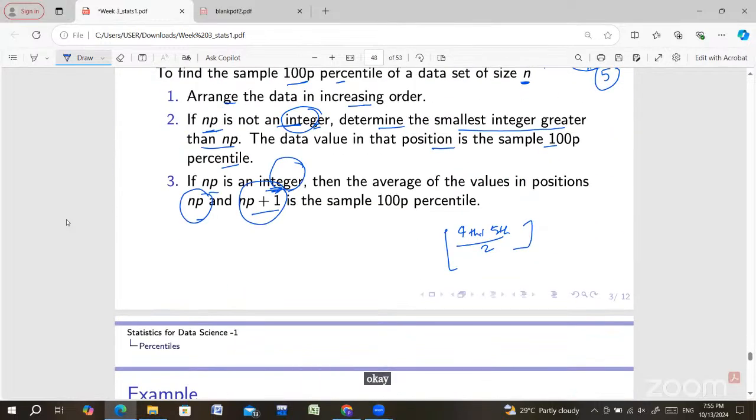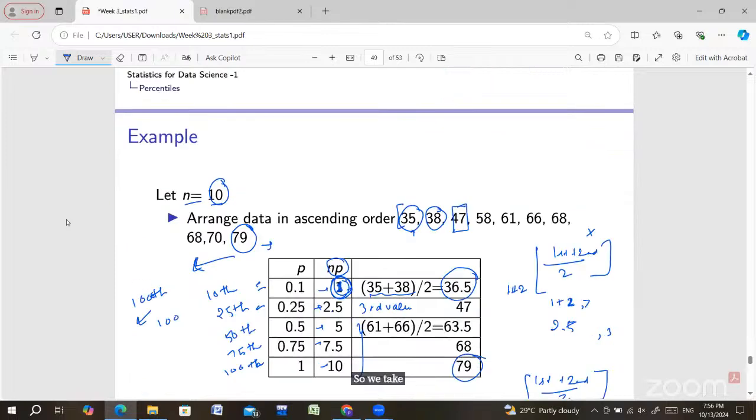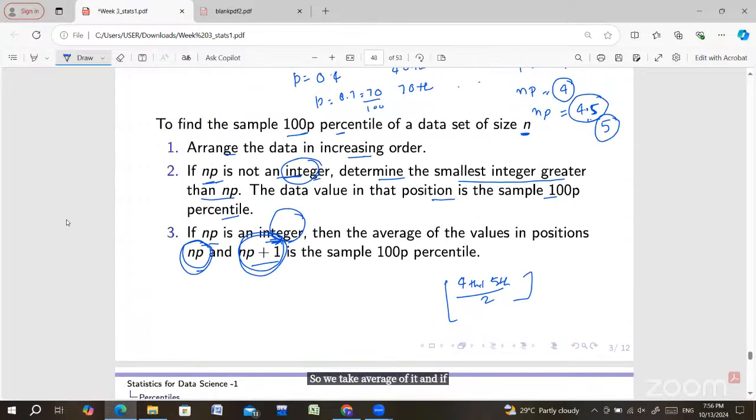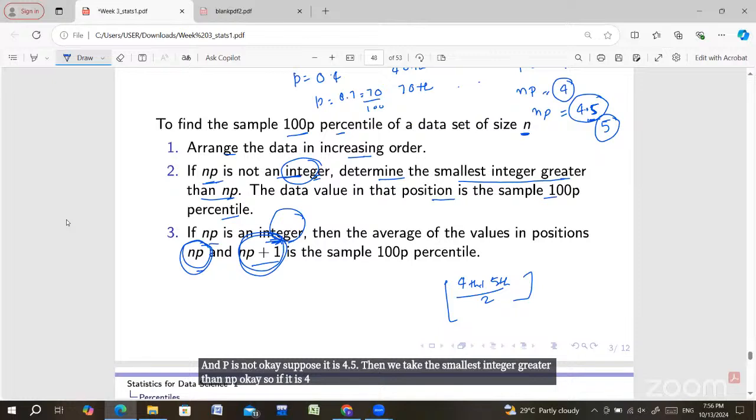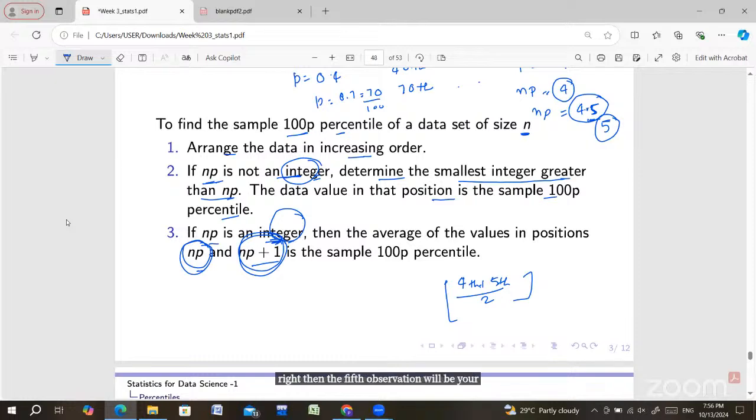the np term and the np plus 1 term. So we take the average of it. And if np is not an integer, suppose it is 4.5, then we take the smallest integer greater than np. So if it is 4.5, then the smallest integer greater than 4.5 will be 5 only, right? Then the fifth observation will be your percentile.